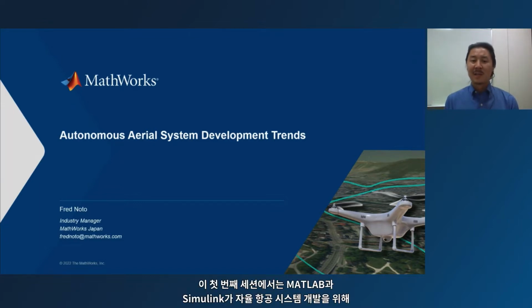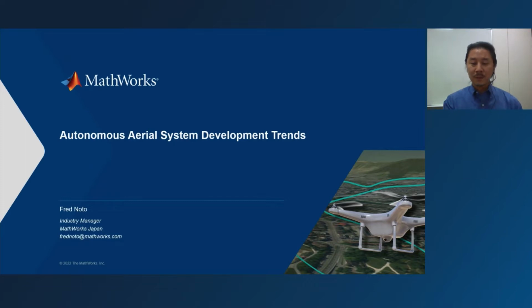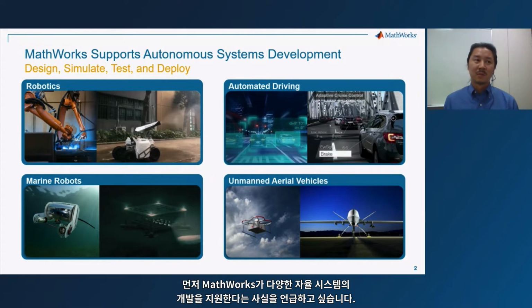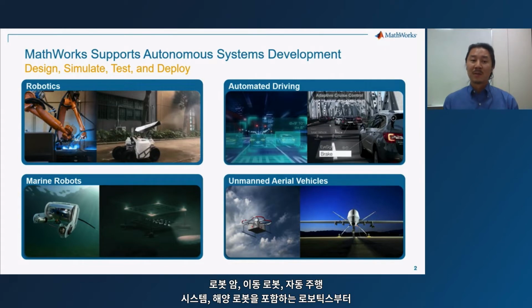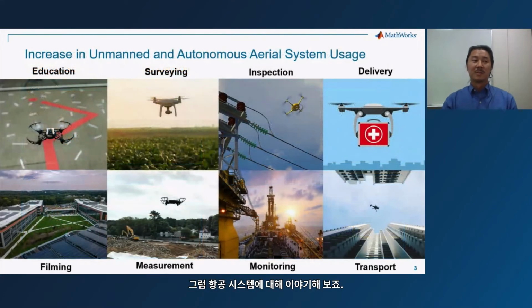And in this first session, I aim to give you a very high-level overview of the solutions and capabilities that MATLAB and Simulink offers for developing autonomous aerial systems while introducing customer stories as well. So let's get started. But before we get into autonomous aerial systems, I do want to mention that MathWorks supports the development of a variety of different autonomous systems, ranging from robotics, which includes industrial robots, robot arms, mobile robots, automated driving systems, marine robots, and the topic for today, unmanned aerial vehicles. So let's get into the aerial system side.